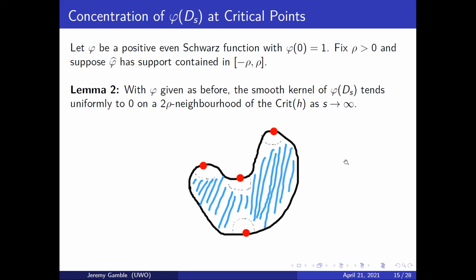So here's a terrible picture I drew. If we've got some surface here, and say these are the critical points associated to the height function, like on the torus, then the blue area is the area in which it's going to tend to 0 rapidly, and these are our little rho neighborhoods around the critical points.